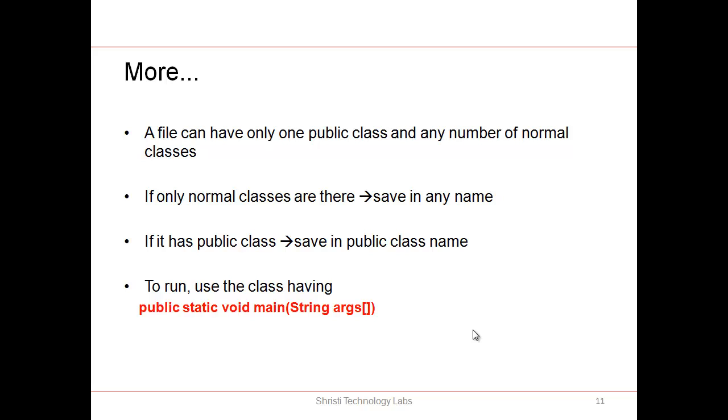In a file, you can have any number of Java classes, but only one public class. If only normal classes are there, you can save it in any name. But if there is a public class, you are supposed to save it only in the public class name. When you compile the Java file, separate classes will be generated. To run the file, run the Java class which has public static void main. Whatever we have learnt till now, a simple hello world application and typecasting, let us see them using a real practical example using Eclipse IDE.